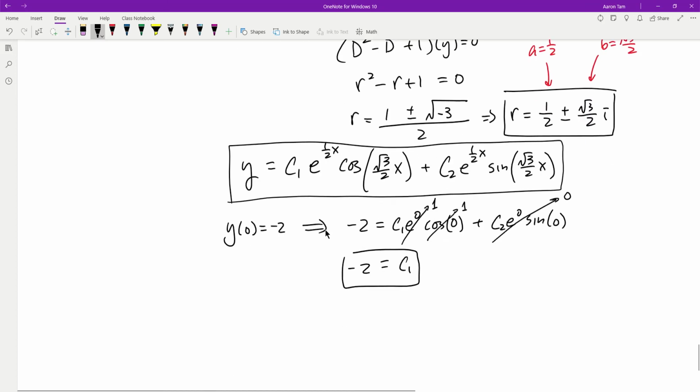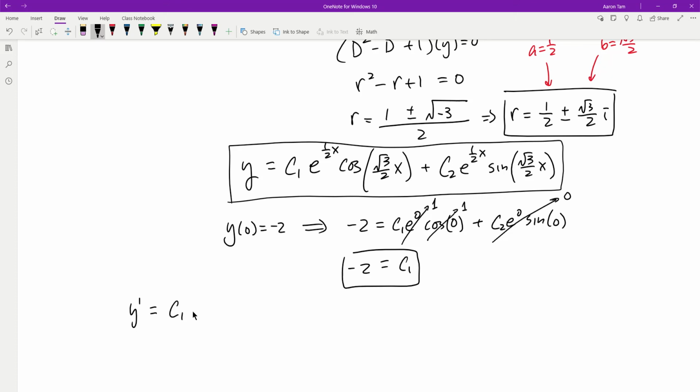Okay, now here comes the tricky part, which is to try to find the derivative of this thing. Because it's e to the 1/2 x cosine radical 3 over 2 x and e to the 1/2 x sine radical 3 over 2 x, and both of those are products. So therefore, it's going to take a little bit of time to form y prime. So I'm going to do that. So y prime will equal the following. So product rule to be applied.